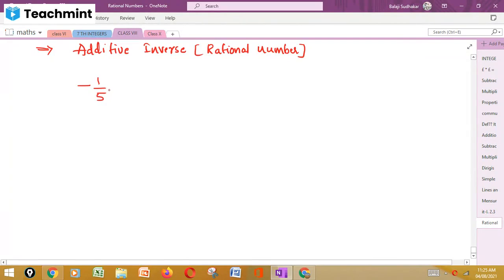You already learned the additive inverse of integers. In the same way, the additive inverse of rational numbers. What is the meaning of additive inverse? Whenever you take any rational number, what do you have to add to it to get the answer 0? To this, what do you have to add to get the answer 0?